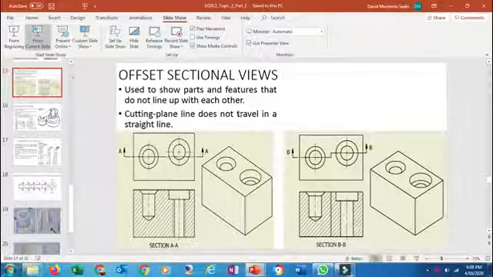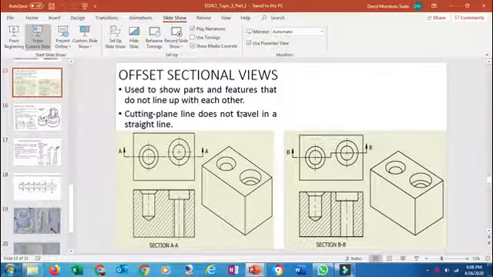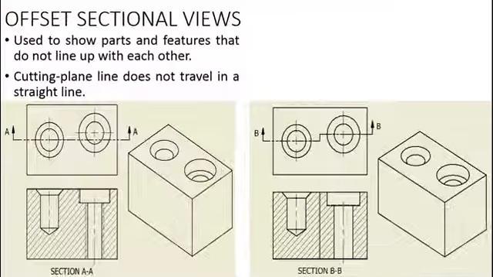Okay, let's continue with offset sectional views. They are used to show parts and features that do not line up with each other, and also where the cutting plane line does not travel in a straight line. So let's look at the drawing here at the bottom. We have the top view here and also the front view here.